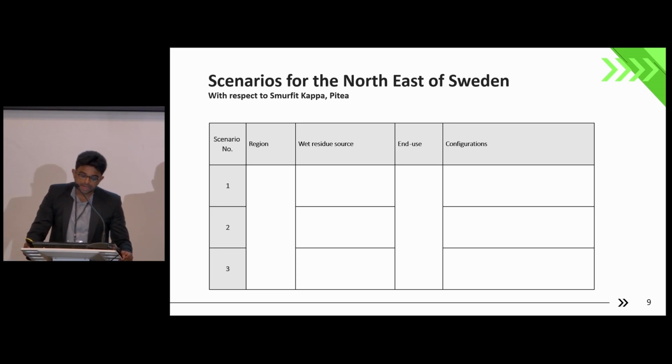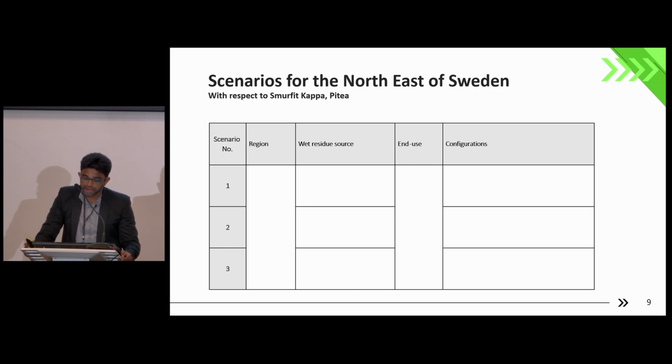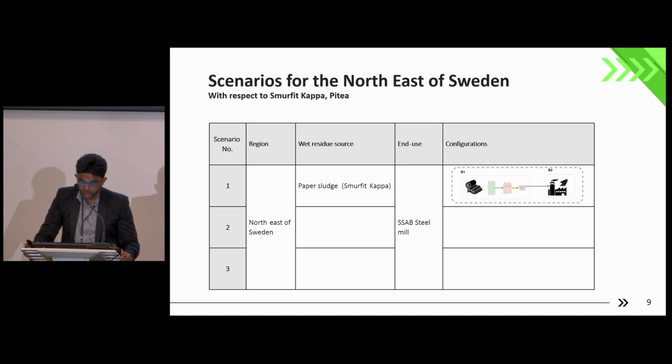Scenarios for the northeast of Sweden. So the initial case study, as I said, I was building scenarios for the northeast of Sweden, and the cost analysis was done with respect to Smurfit-Kappa. There were 3 scenarios for the northeast region. The region considered is the northeast of Sweden, and the end use is the SSAB steel mill. We only have one steel mill there. So the wet residue source will be Smurfit-Kappa for scenario number 1, and the configuration will be the normal configuration, where all the components are at Smurfit-Kappa, and the pellets are transported to the steel mill.